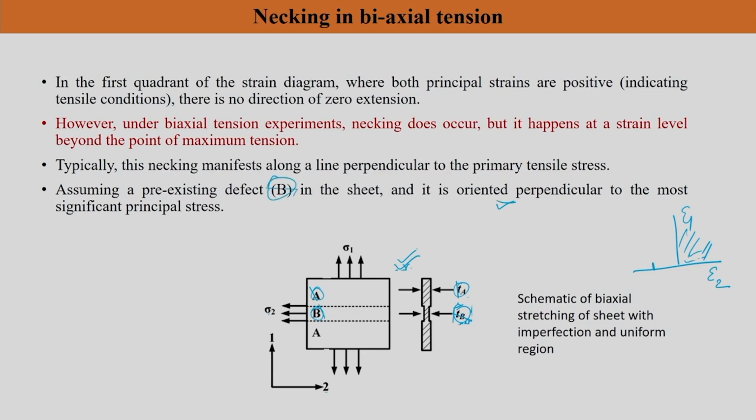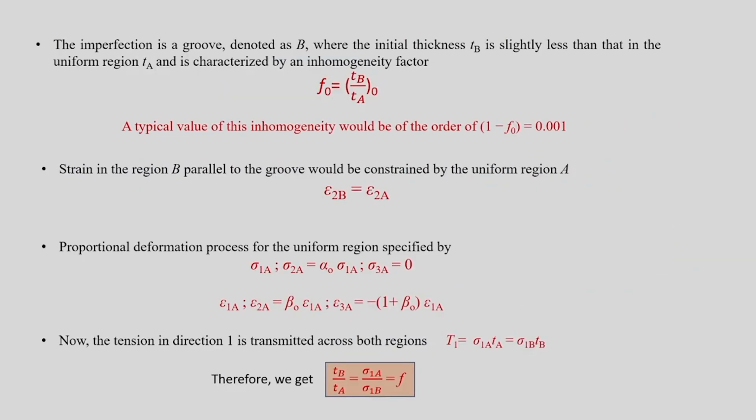Now the point here is A and B both belong to the same material. Only thing is their thickness is different, which is nothing but an imperfection equivalent to all the imperfections in the material. So we are going to define something called F. The imperfection is a groove denoted as B, where the thickness is TB. It is slightly less than the uniform region TA, and it is characterized by a factor F that is called the inhomogeneity factor, TB by TA. We are going to call F is equal to TB by TA.